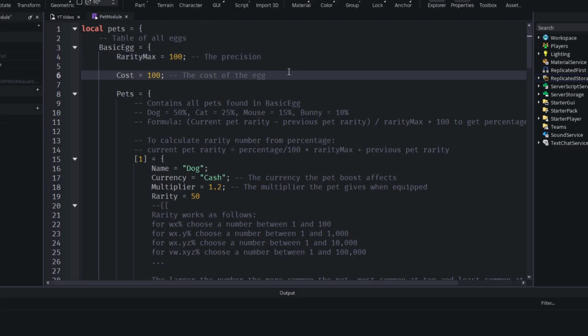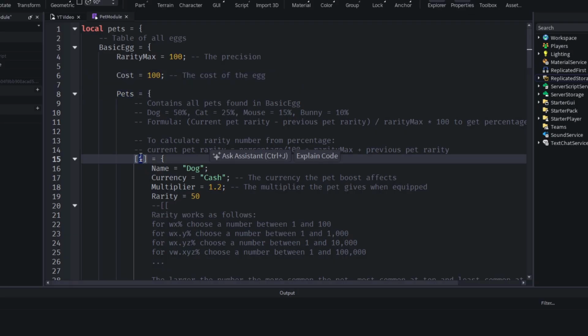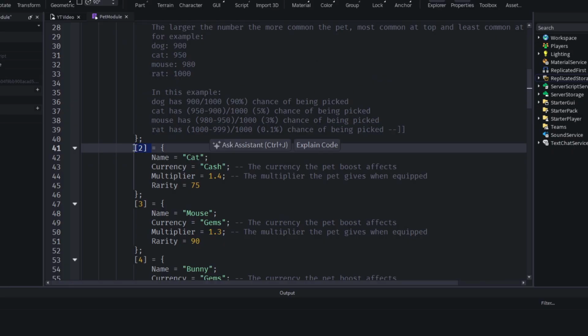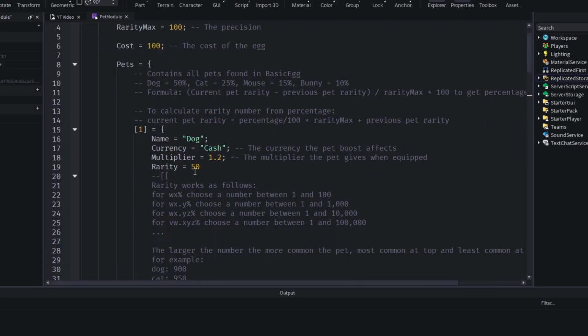The cost is simply the cost of the egg, and the pets table contains a table for each pet. These are indexed using numbers, so they can easily be looped through when sorting the inventory. We'll look into the inventory system later in the series. Each table contains a name, currency, multiplier, and rarity. The name is the name of the pet. The currency needs to be set to the name of the currency you want the pet boost to affect, and the multiplier is the multiplier the pet boost gives when equipped. For example, if the currency is cash and the multiplier is 1.2, then the cash will be multiplied by 1.2 when that pet is equipped.